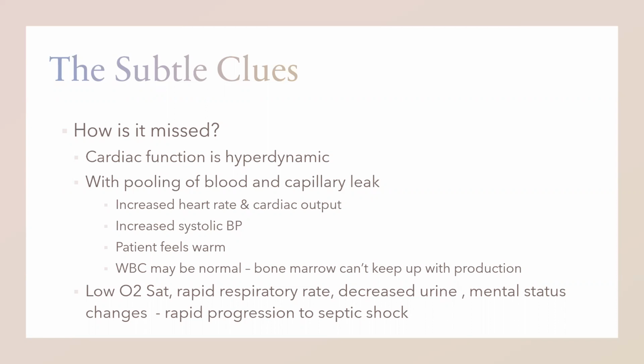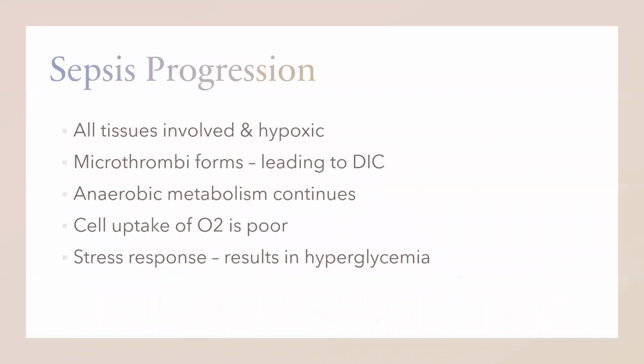The white blood cell count might be normal, but the bone marrow is not going to end up keeping up with the production of mature white blood cells and macrophages that can actually ward off infection, right? Their O2 sats are low. Their respiratory rate starts to become tachypneic. Their urine output starts to decrease. They might have some mental status changes. Look at that. It's a rapid progression. It's just a subtle time frame in which we can catch this and get antibiotics on board, that 1 hour bundle.